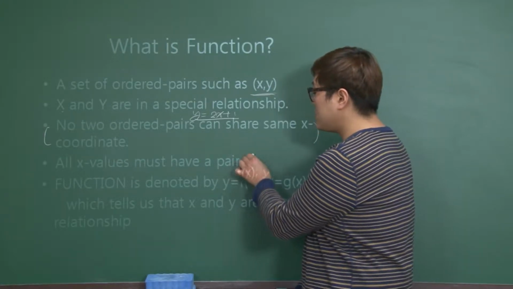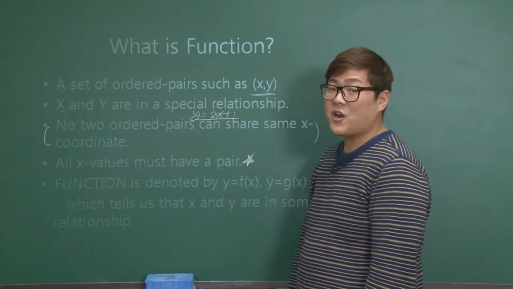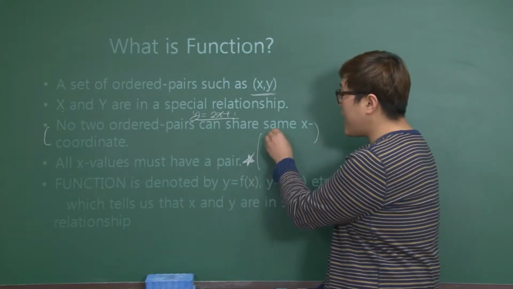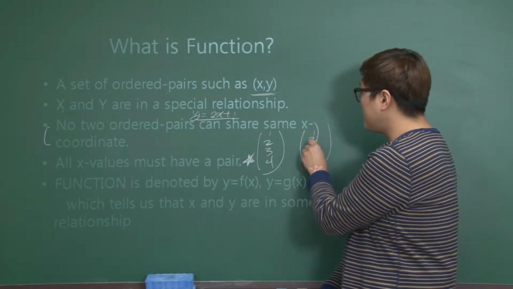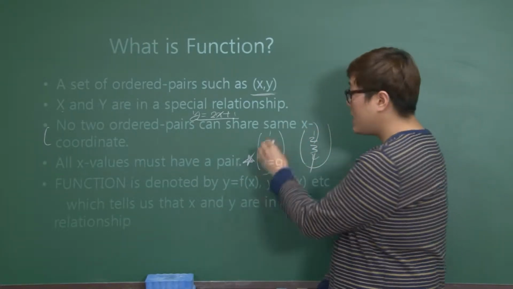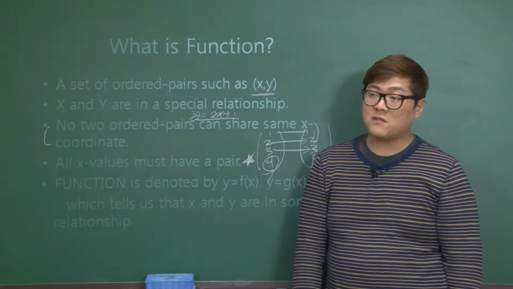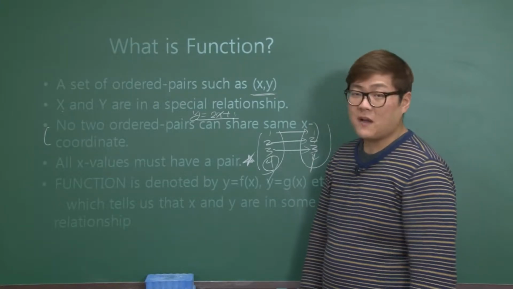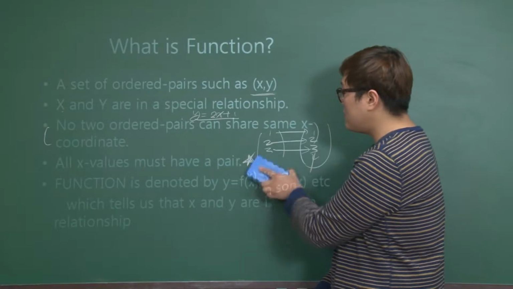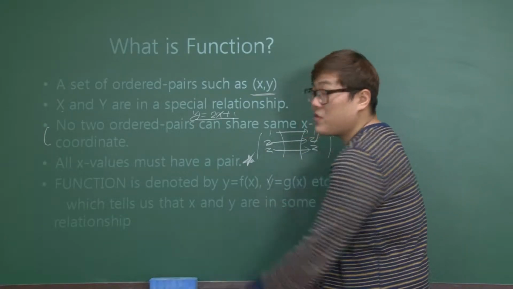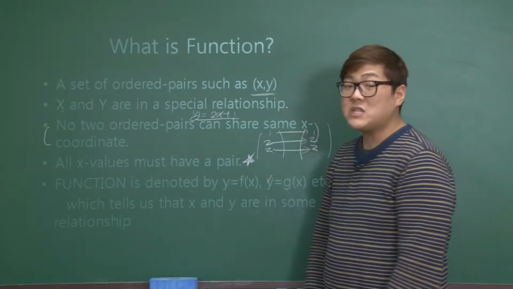And this is also really important. All x values must have a pair, which means we have a domain of 1, 2, 3, 4, and we have a range of 1, 2, 3, 4. But if 4 does not point to any value in the range, this is not going to be a function. So for this to be a function, we have to exclude 4 from both the domain and range.